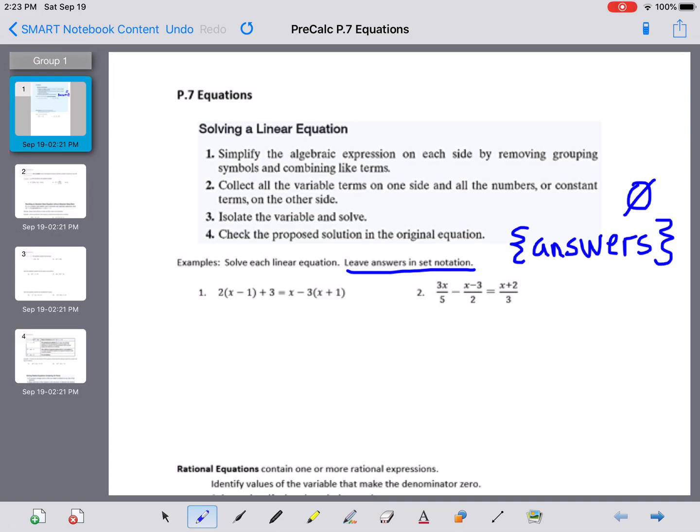So if we run through a linear equation, remember a linear equation makes a line on a graph, which means it crosses the x-axis exactly once. So we should have one answer on all of these. It's degree 1, which means we have one answer. So we can simplify the expression, get all our variables to one side, and isolate it. And once it's totally isolated and everything's simplified, that's where our answers are.